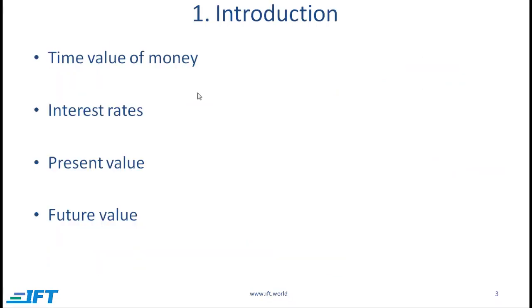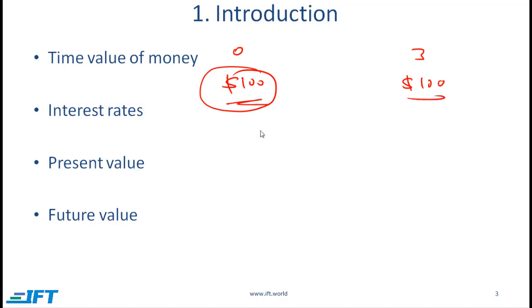A brief introduction. If you have $100 today versus an option to receive $100 after 3 years, so this is time 0, this is at the end of 3 years, what would you prefer? Obviously, you would prefer $100 today. Even though we have $100 in both cases, you prefer $100 today.